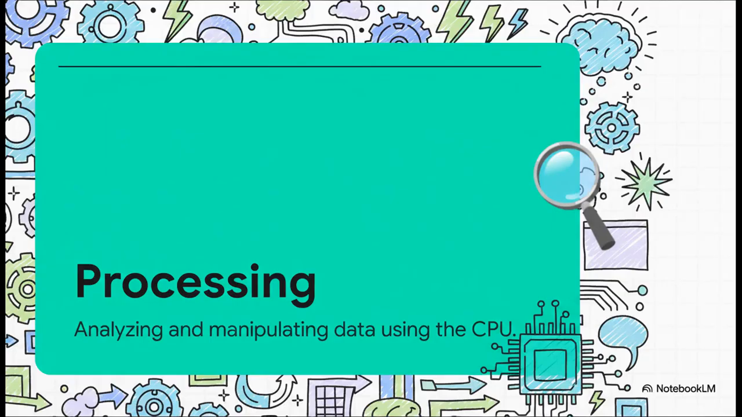Okay, next up is processing. And this is where the real magic happens. It's the brain of the operation. It takes all that input it just received and actually does something with it. It calculates, it analyzes, it makes decisions. And the hero of this whole stage is the CPU, the central processing unit.